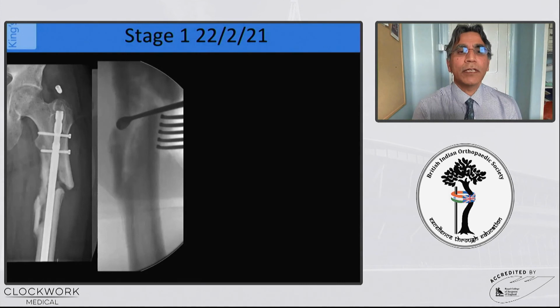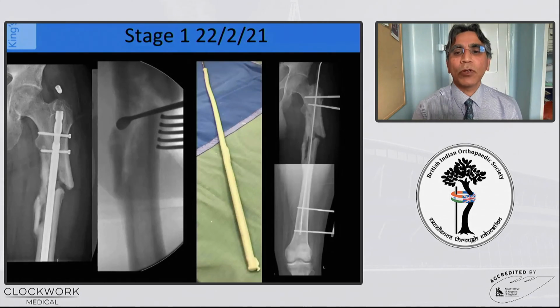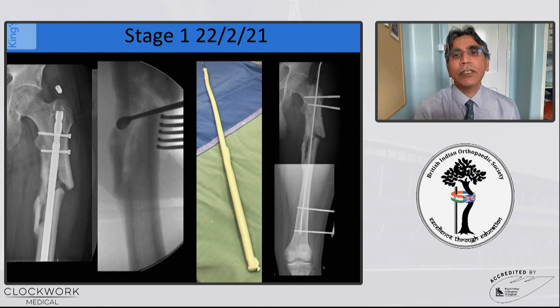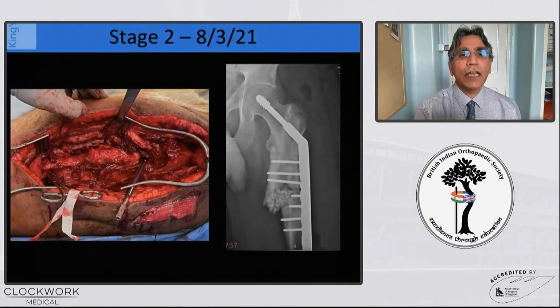So the first stage involved taking the nail out, draining it, taking the sequestrum or as much dead bone as possible, and fixing it with an intramedullary nail. Don't leave it without stabilization on a pin traction. It doesn't do the patient any good. And to add further stability, I added just an external fixator, specific IV antibiotics, and followed it up with CRP.